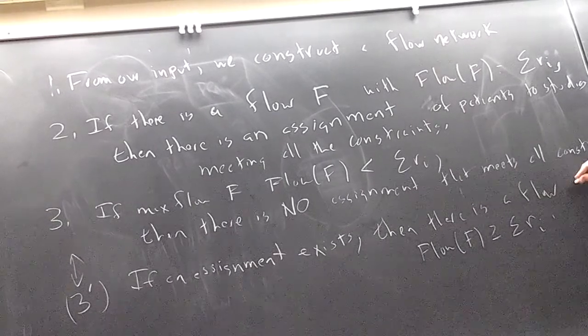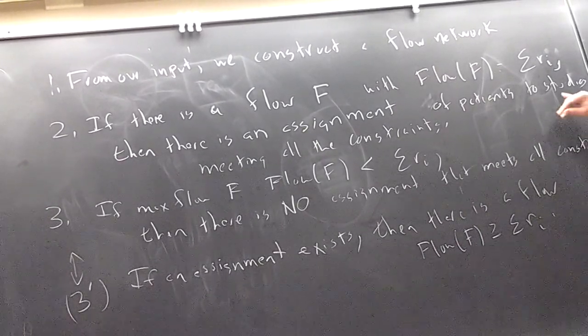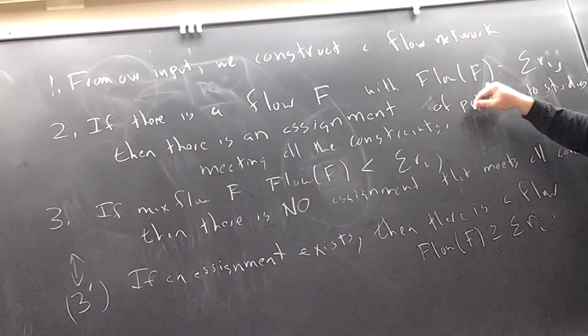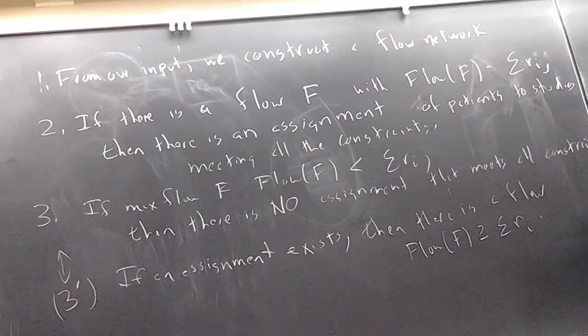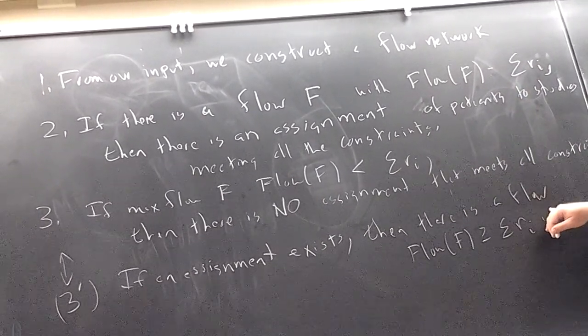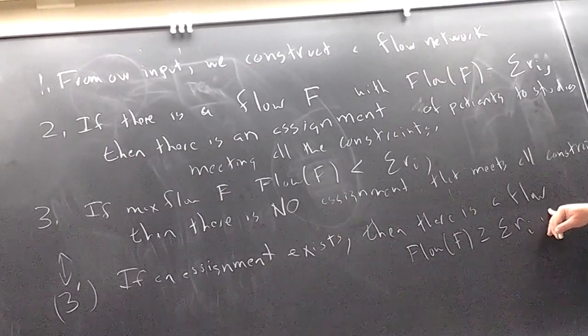So this is the direction everyone forgets. Because this one you actually need for your algorithm. You need to say how given a flow you produce the assignment, because that's what you actually want, is the assignment. But this part isn't really part of the algorithm, but it's an important part of the proof of correctness.